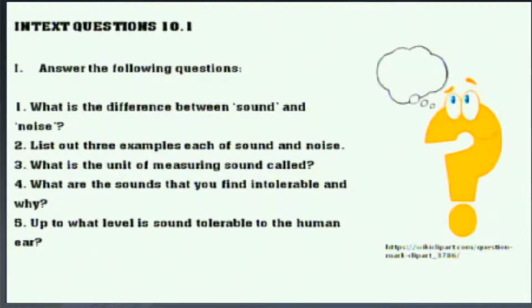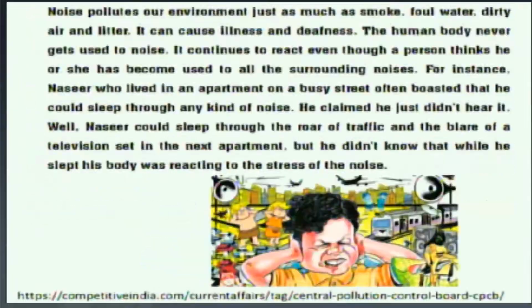So now let us come to the questions of the first part. Yes, so what is the difference between sound and noise? You know it. You have seen it in the very first slide, that any unpleasant sound is noise. So the differentiation is pleasant and unpleasant. So this is the difference between noise and sound. List out 3 examples each of sound and noise. So you can do it better now.